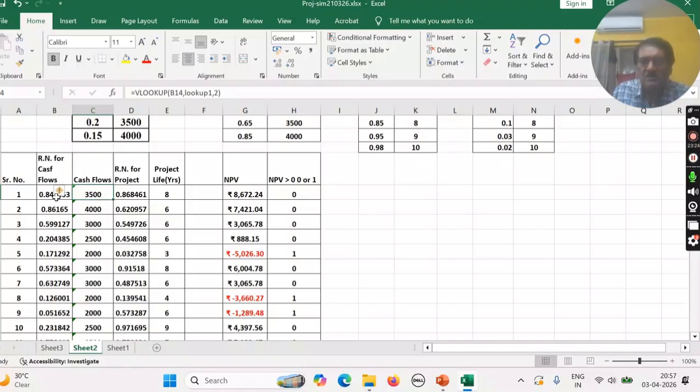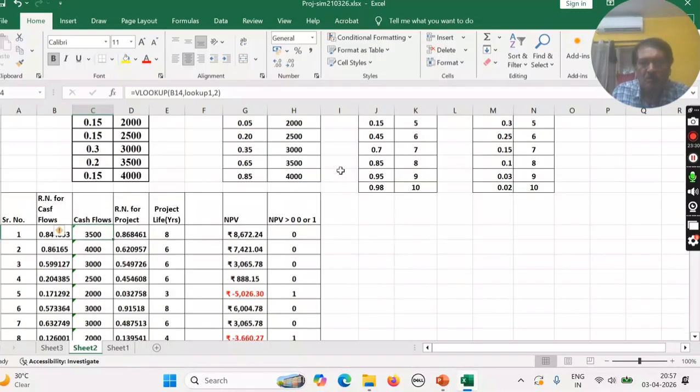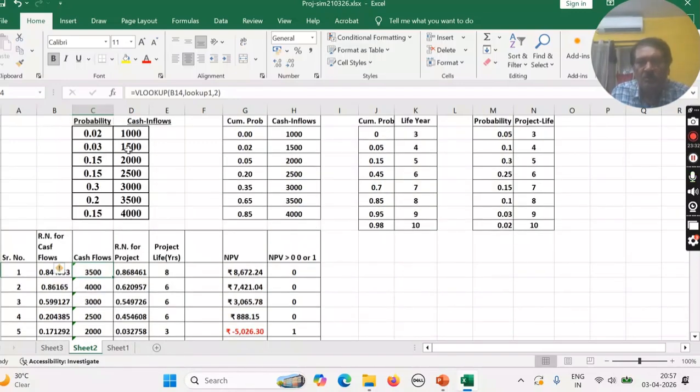The random number indicates the cumulative probability, 0.84. You can check what the cash flow will be for 0.84. This is the cumulative 0.84, which means up to this, that is 3500. You see, this is 3500 cash flows.